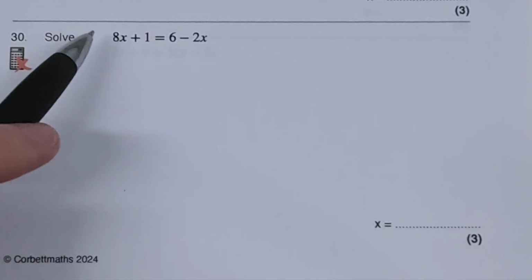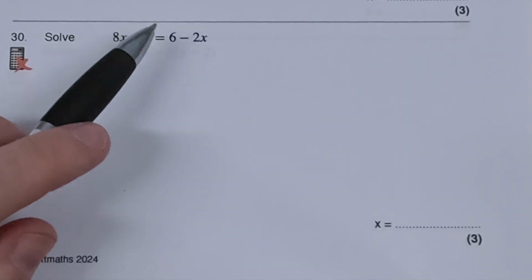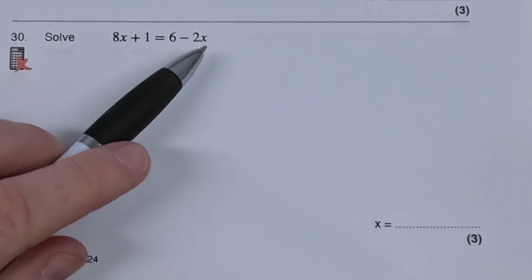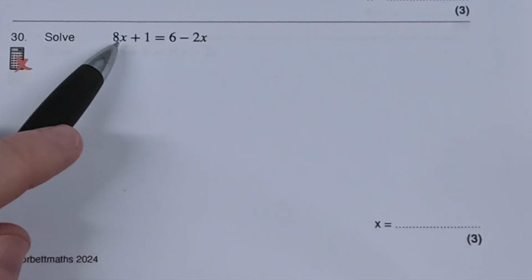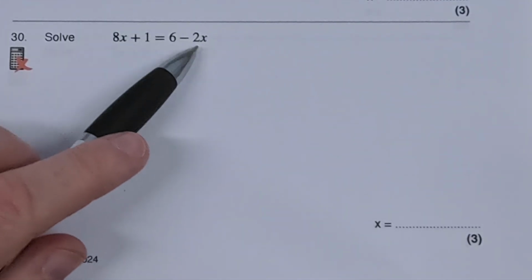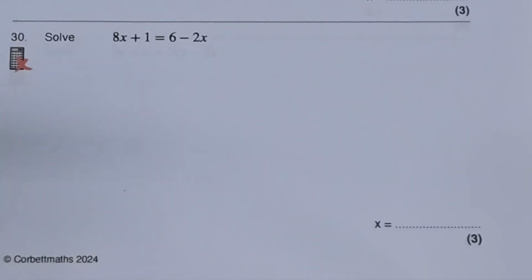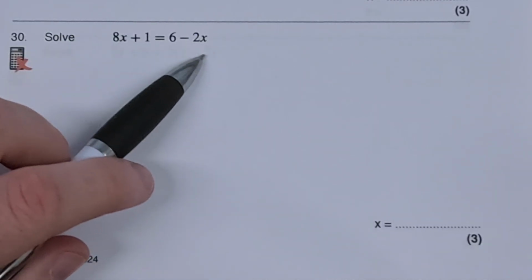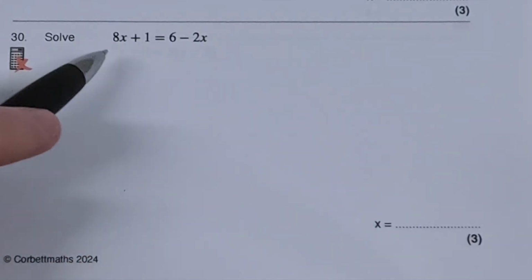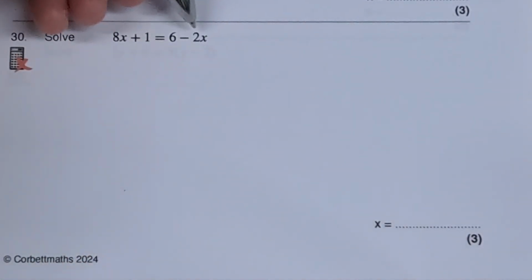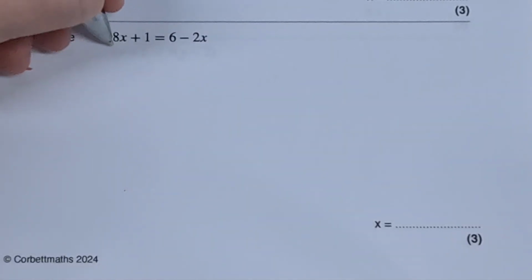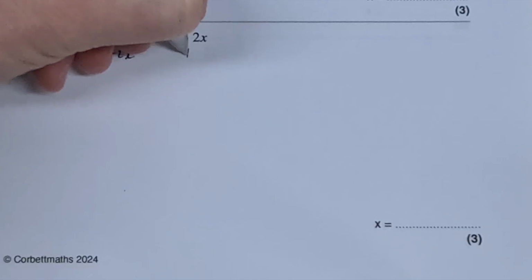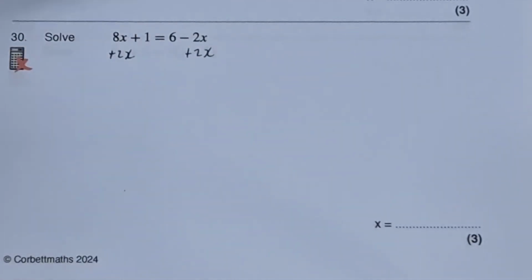Question number 30, we've been asked to solve 8x plus 1 equals 6 minus 2x. Here we've got letters on both sides of the equation. We've got our 8x's and our minus 2x's. We're going to get rid of the lowest number of x's, and the lowest number of x's would be our minus 2x's. Minus 2x's is lower than 8x's. So to get rid of our minus 2x's, I'm going to add 2x's to both sides. I'm going to do the inverse. So I'm going to add 2x's to the left-hand side and add 2x's to the right-hand side.